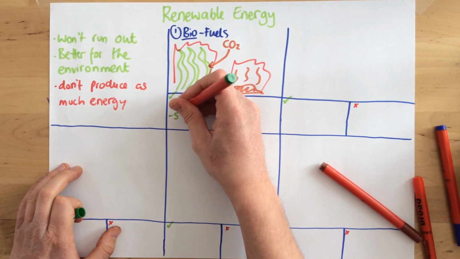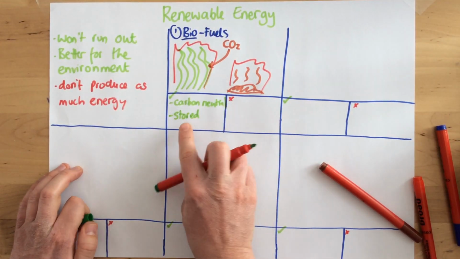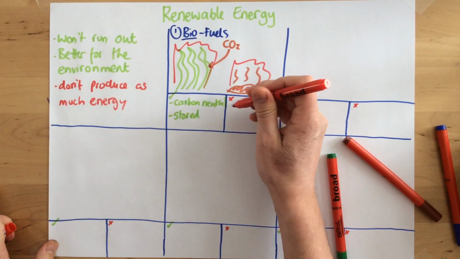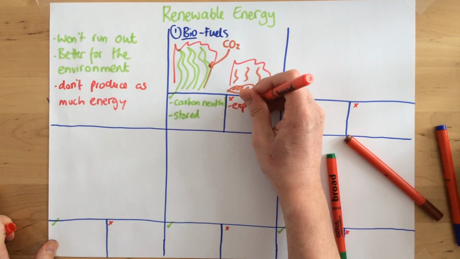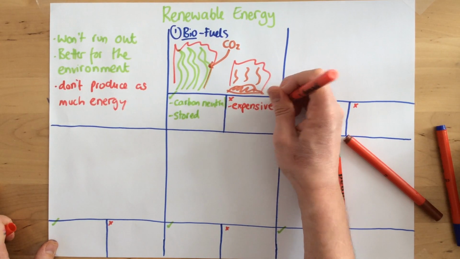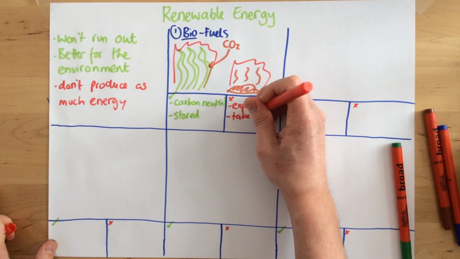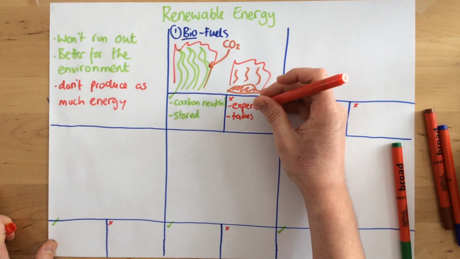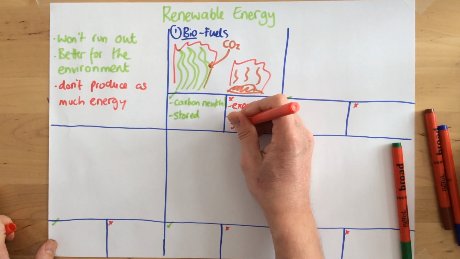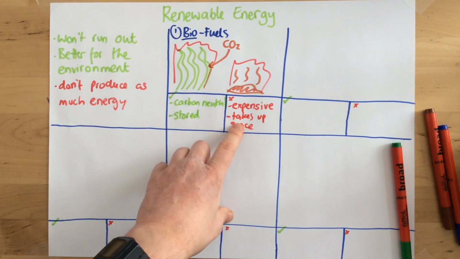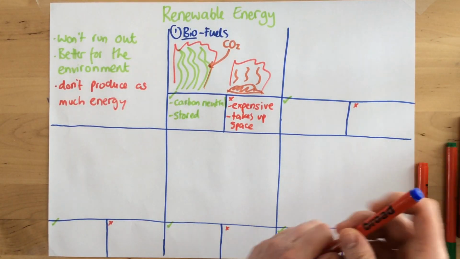Also, the plants could be grown at certain times during the year and then stored for later. The negative side about biofuels is it's a very expensive way to generate all of your electricity. Also, a big problem is that growing all of these crops in fields takes up valuable space which could be used to grow food. So those are the issues with biofuels.